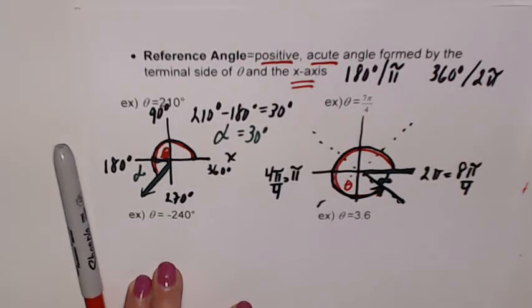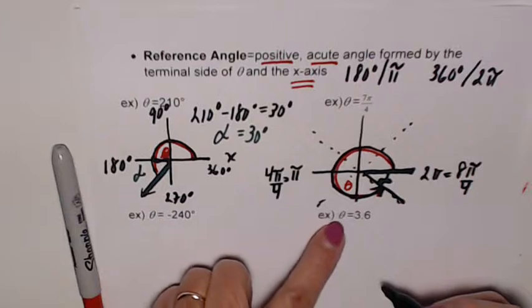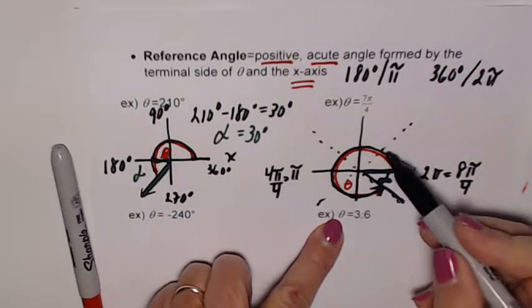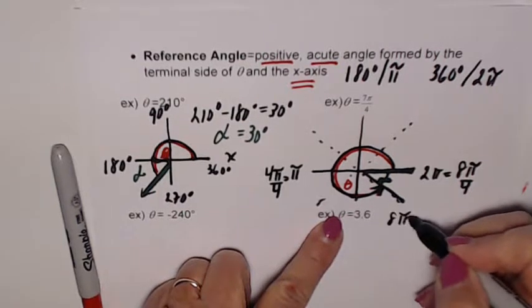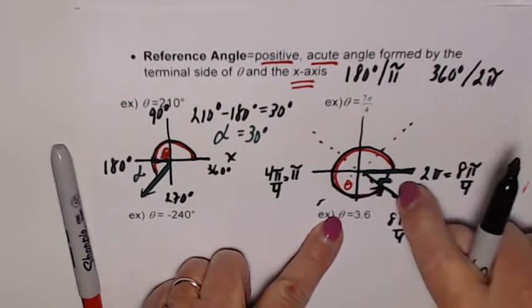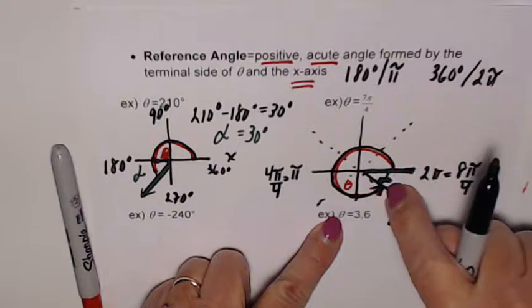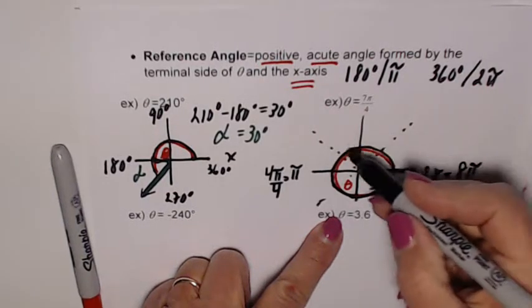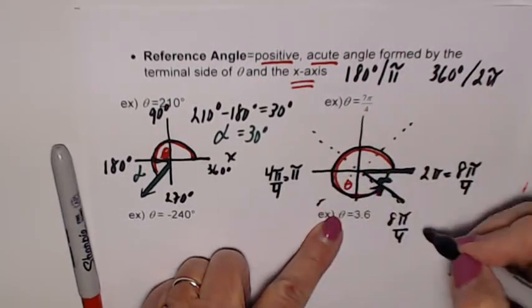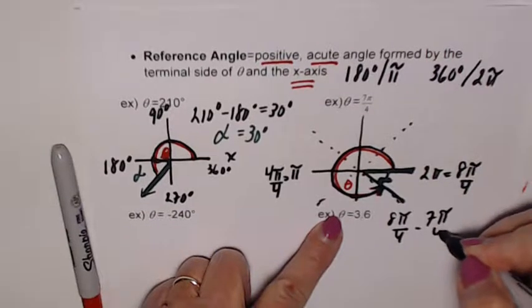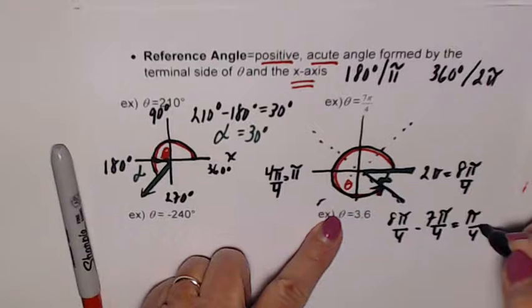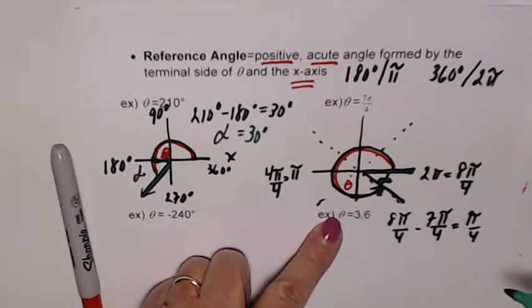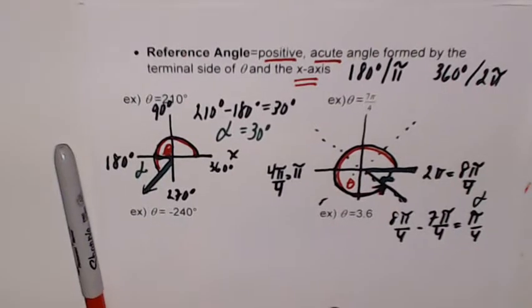And how would we get that? We can see we almost went a full 2 pi, or 8 pi over 4, but this is the piece that we're missing. So let's subtract out this 7 pi over 4, and this gives us our pi over 4. 8 minus 7 is 1, pi over 4, which is our alpha.